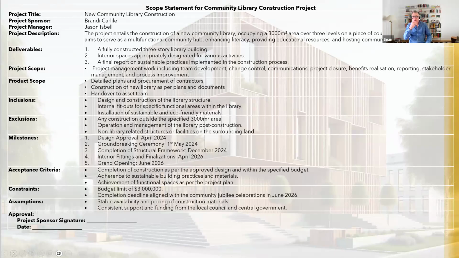Look, using the case study that we're using throughout all of these modules of the new community library, here's just a very generic example of a scope statement for that. So let's take a close look at it.